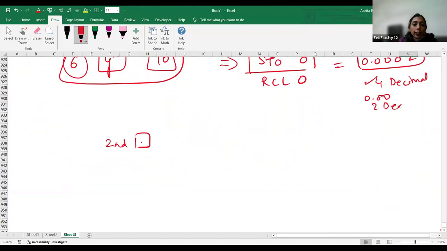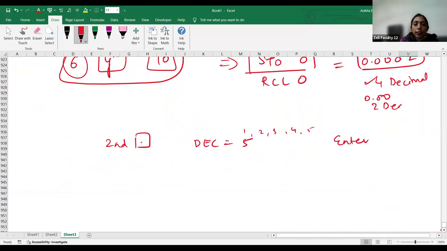When you press second and decimal, you will see DEC is equals to. For some, it would be showing 1, 2, 3, 4, 5, 6, whatever. So now it's your wish, how many decimals you want. Suppose if I select 5, so select 5 and then press enter.